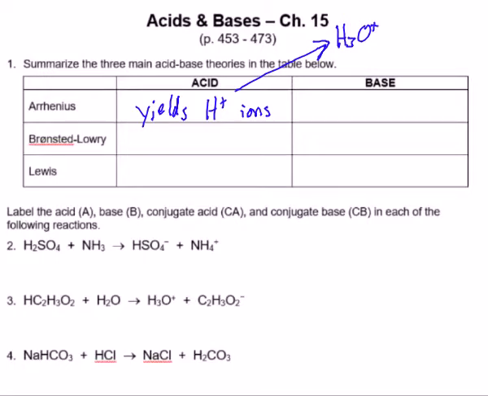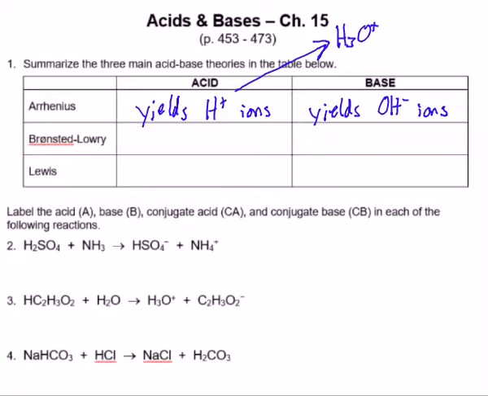An Arrhenius base. 3 words. Yeah, exactly. Same thing. Releases or yields hydroxide ions. Okay? Hydroxide ions. Now, the Bronsted-Lowry definition is a little bit different, but somewhat similar.